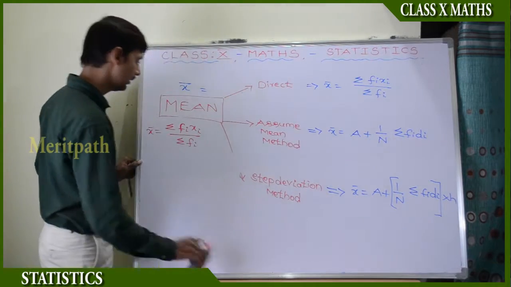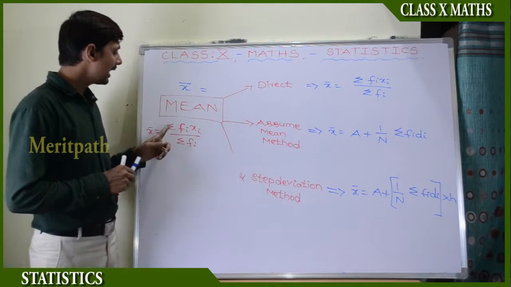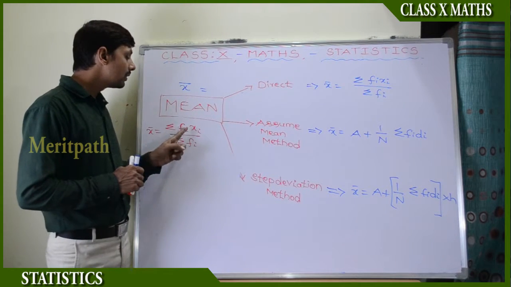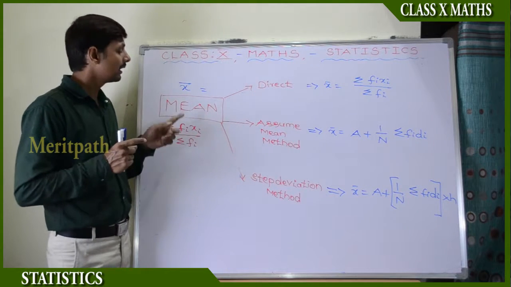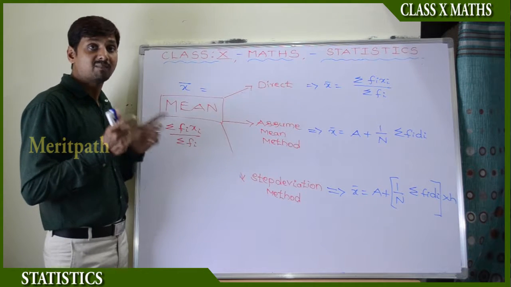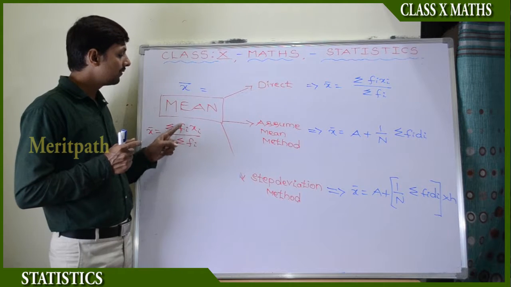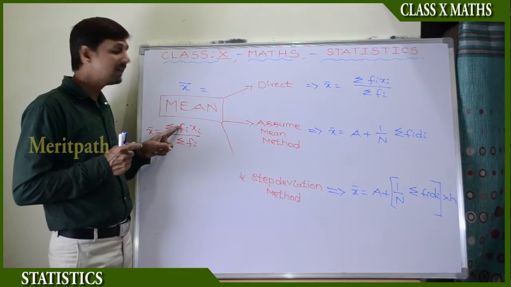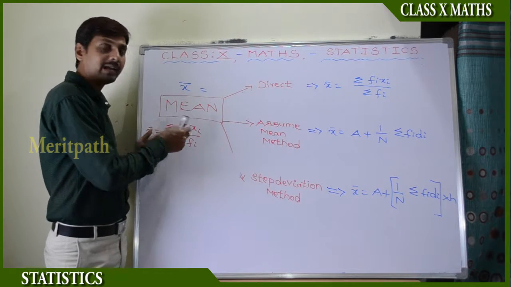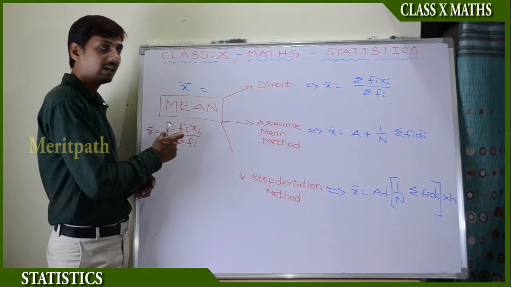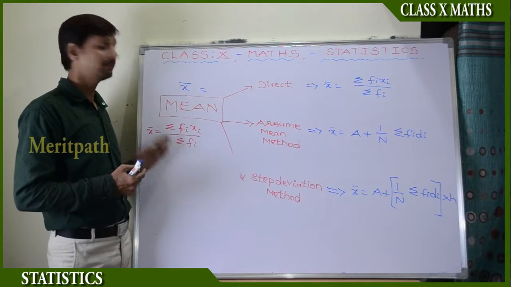Let's recall again. This is the mean of grouped data, and sigma is the sum of observations. Xi is the observation, and fi is the frequency, the number of times the observation is repeated, and we multiply it with the number of times. So we have taken the observation into number of times, that is sigma fi xi, the sum, divided by the sum of the frequencies, that is sigma fi.